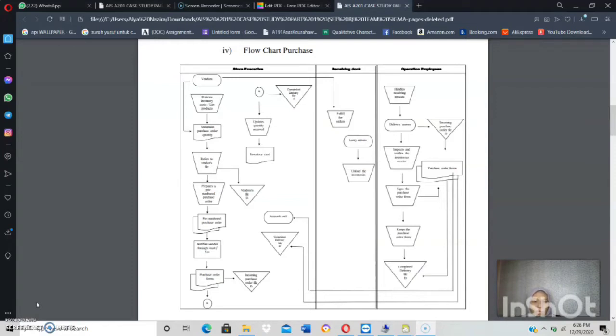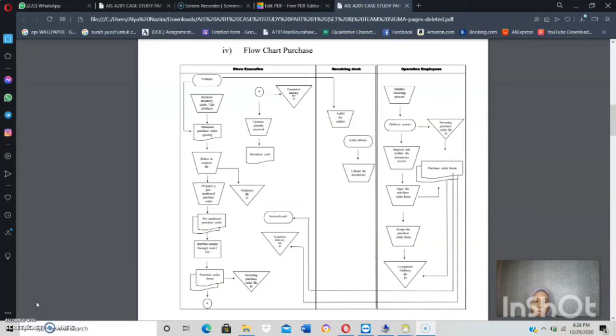Today I will explain the flow chart of purchase. The store executive reviews the inventory cards and lists all the products for reordering purposes. And then the store executive decides on the purchase based upon the minimum inventories needed for each product, together with the minimum order quantity, to determine the ordered quantity. And then they will refer to the vendor's file for identifying the vendors to deliver the order inventories.